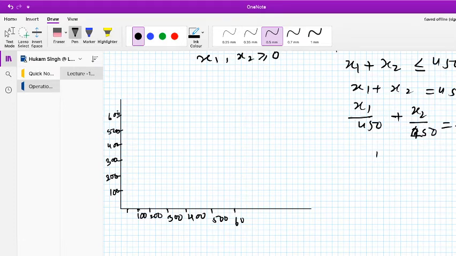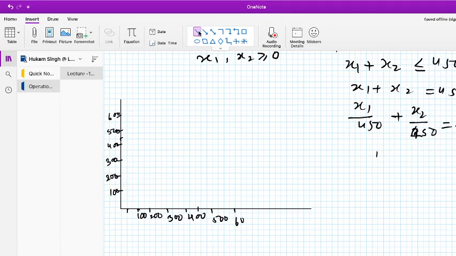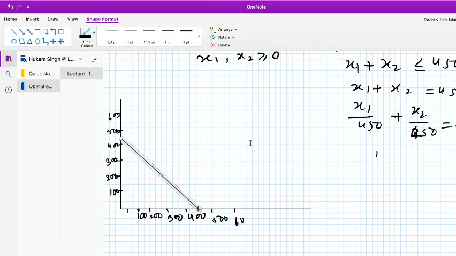Okay, so to plot this line you have to find the 450 on the x-axis and 450 on the y-axis. So 450 will be somewhere here, and on the y-axis 450 will be somewhere here. So we're going to join these 2 points with the help of a line. So this is 450 and this is 450. Okay, so these 2 points are joined with the help of the line.